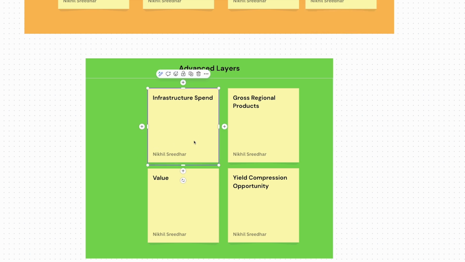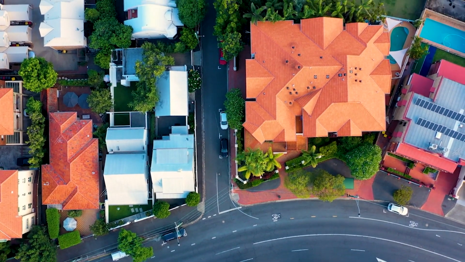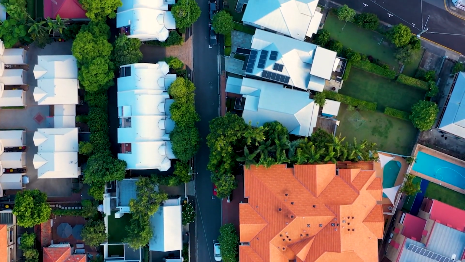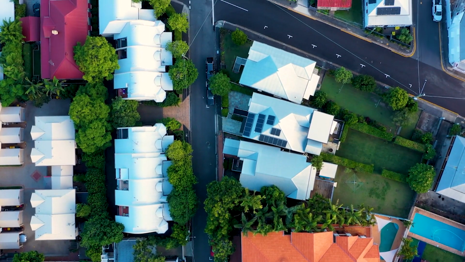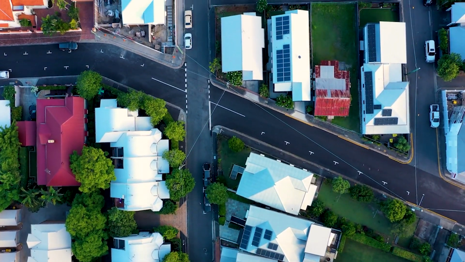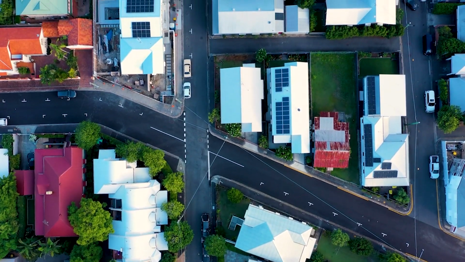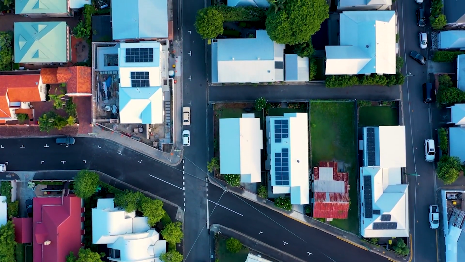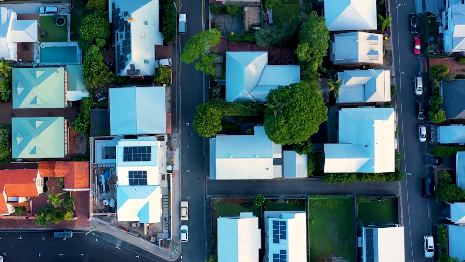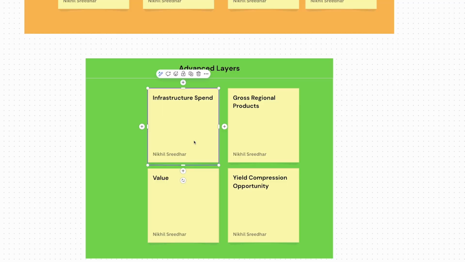So the first thing to check for is infrastructure spend. Look for where governments and large private enterprises are spending money on big projects. It's easier to follow the money and ride the momentum. So think about roads, hospitals, schools, commercial buildings, and large shopping centers. These are all large investments made by corporates and government that will lead to long-term stability in an area.